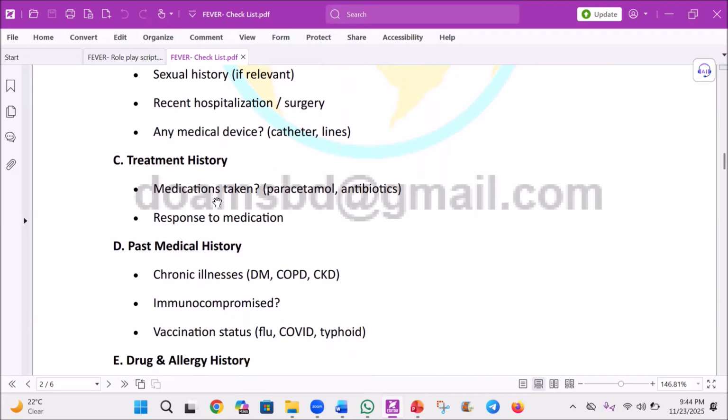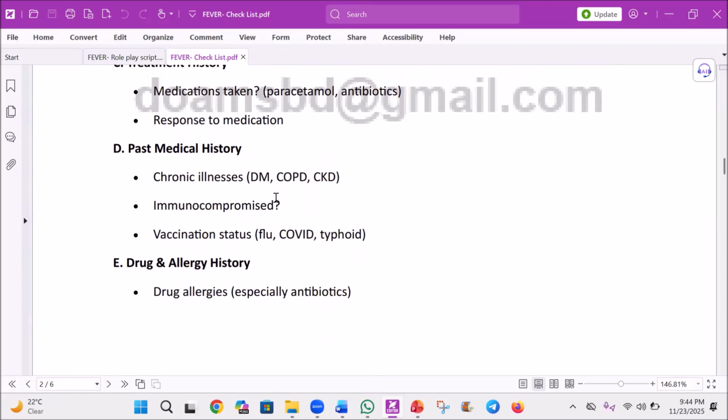Remember it. Any medication taken, even if the patient got antibiotic from the medicine shop, which commonly happens in South Asian countries because this is an open market. So paracetamol and antibiotic especially, we need to ask about response to medication.